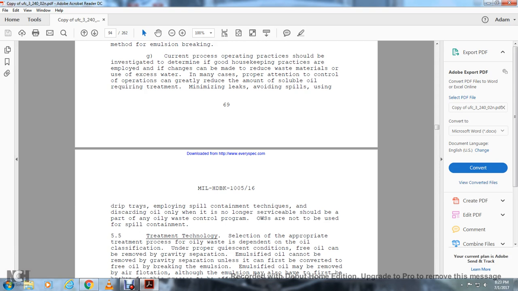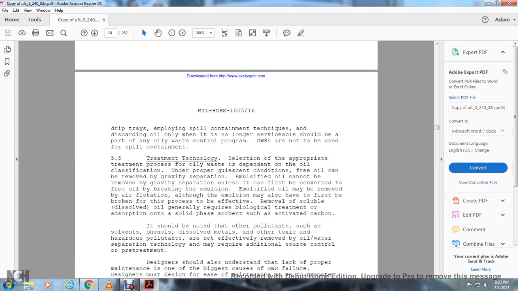control program. Oil wastewater systems are not to be used for spill containment.